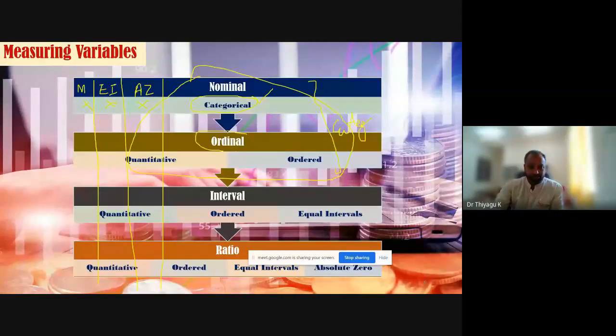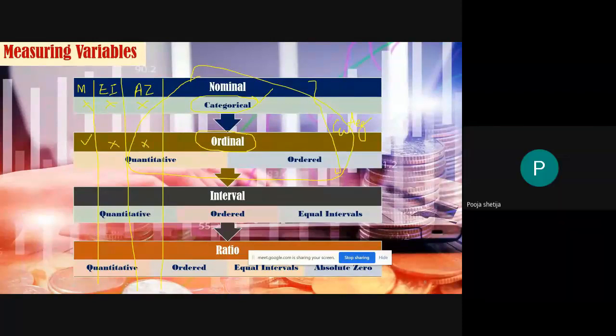Then ordinal. What is the ordinal? It is the second level of the scales of measurement. In this, only the magnitude is satisfied; equal intervals and absolute zero won't be satisfied.